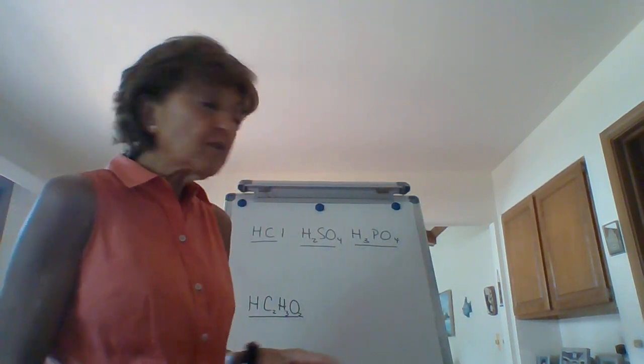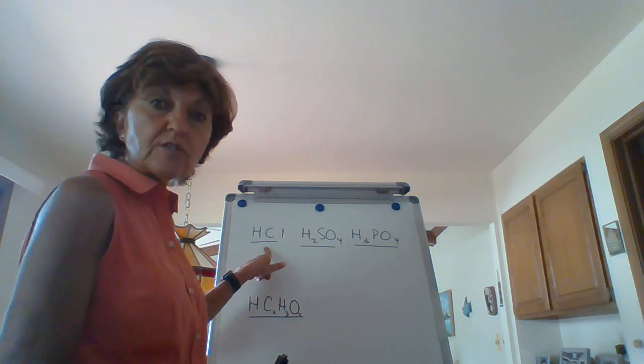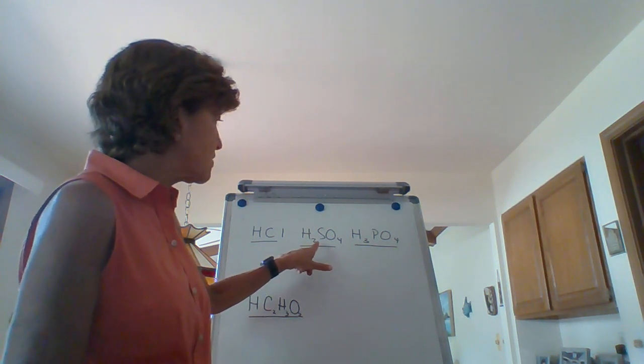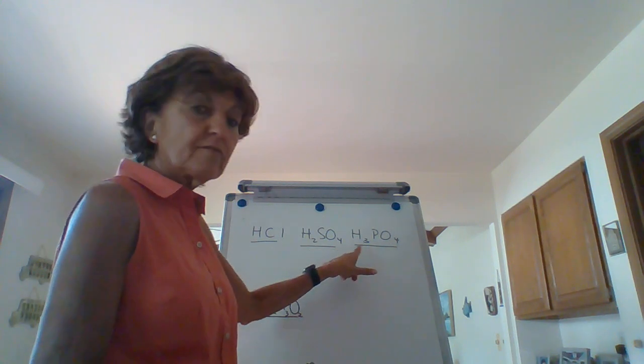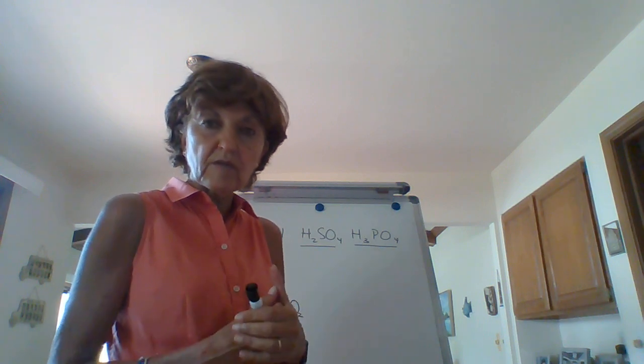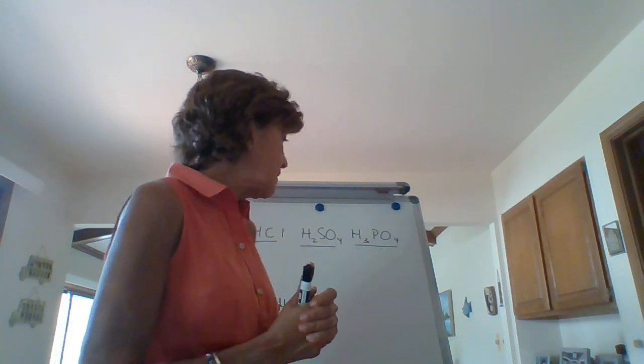So an example of a monoprotic acid is HCl. An example of a diprotic acid is H2SO4. And an example of a triprotic acid is H3PO4. We're going to learn the names of these acids in a little bit.